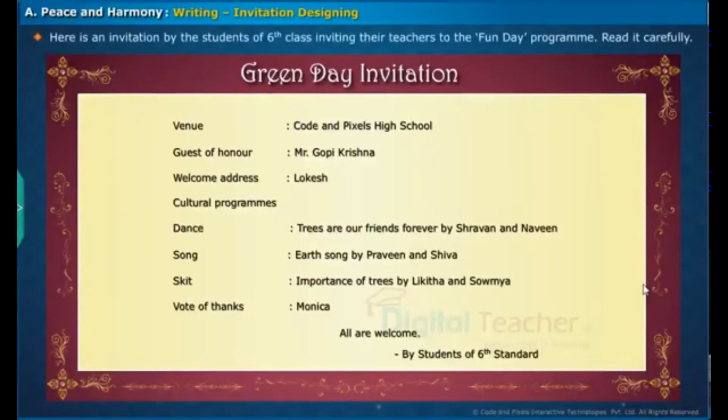In this section, we will learn how to design an invitation card. Here is an invitation by the students of 6th class inviting their teachers to the Fun Day program. Read it carefully. Suppose you are planning to conduct a cultural program in school on Teachers' Day. Design an invitation card on your own. You may use the above card for reference.